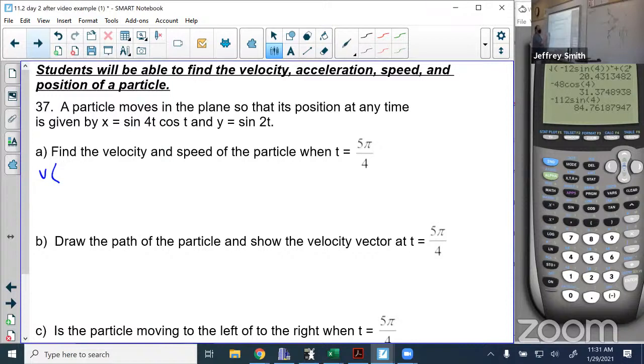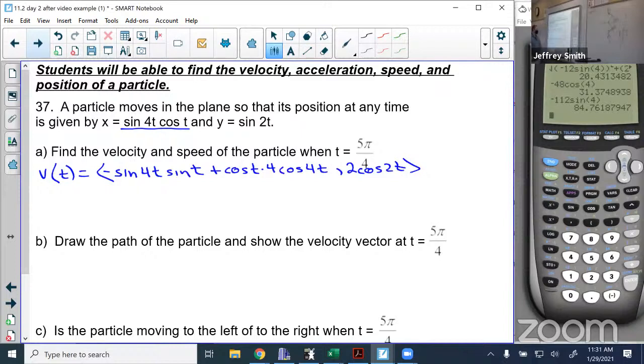Anyway, v of t is equal to, let's take the derivative of this first times the derivative of the second, and I put the negative out front, plus the second times the derivative of the first, and then the derivative of y is 2 cosine of 2t. And we're supposed to evaluate this when t is 5 pi over 4.